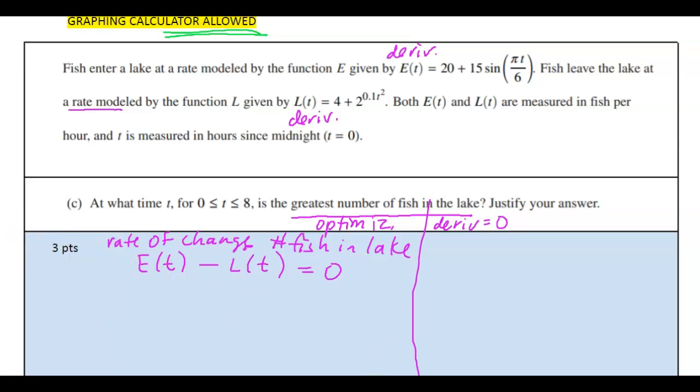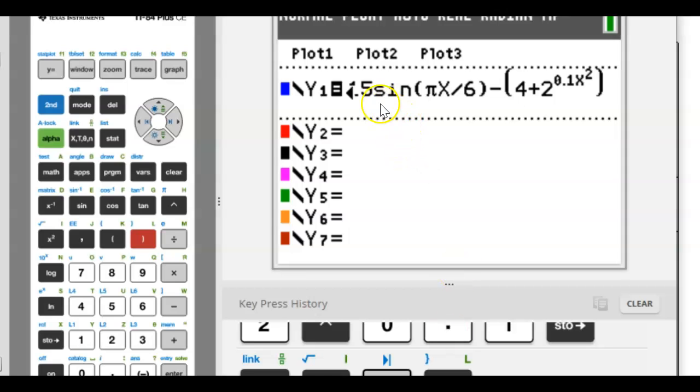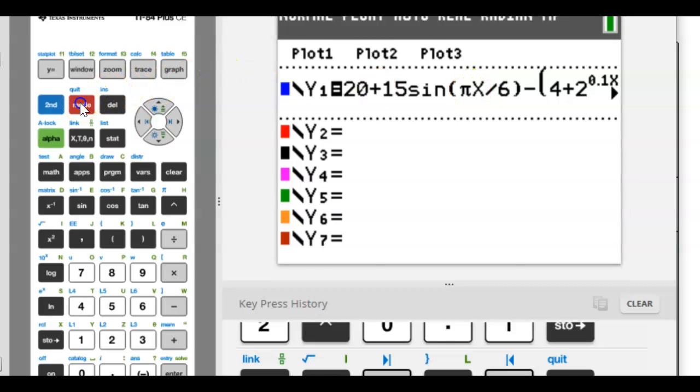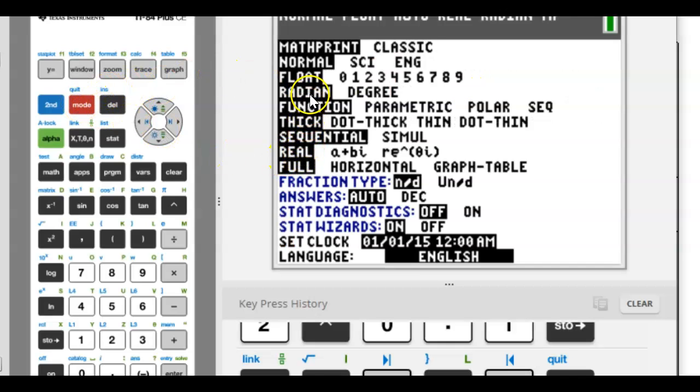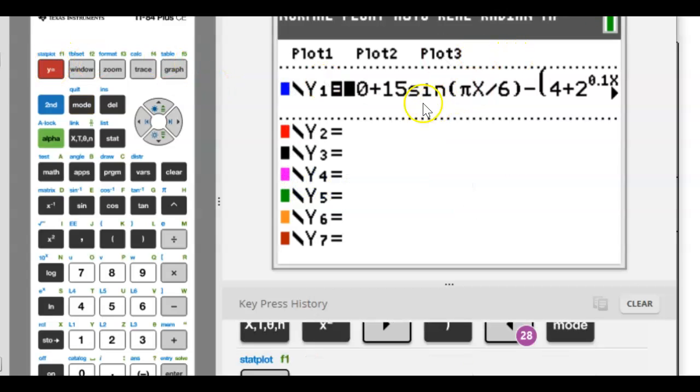So bring up your graphing calculator. In y1, notice I've typed in the entire function. Use x, don't use t. You do want to make sure you're in radians. So if you go to mode, I am in radians. So I'll go back to my y equals, and everything's all in there.